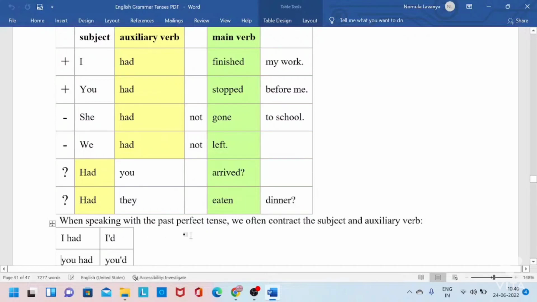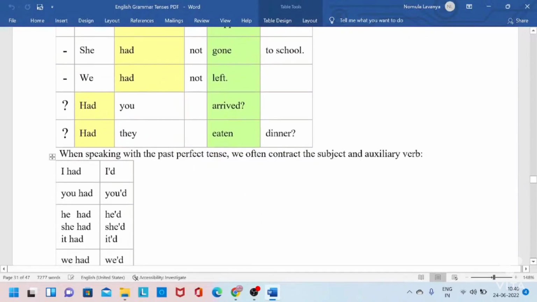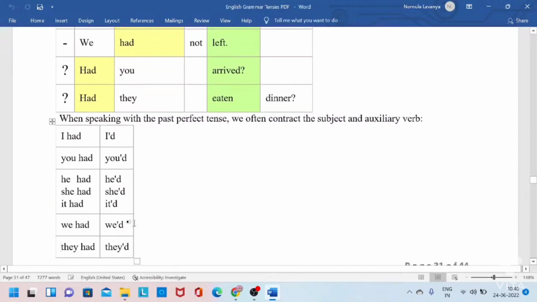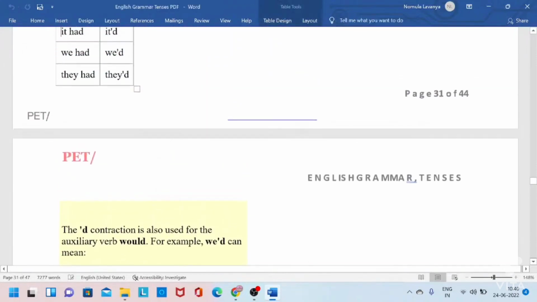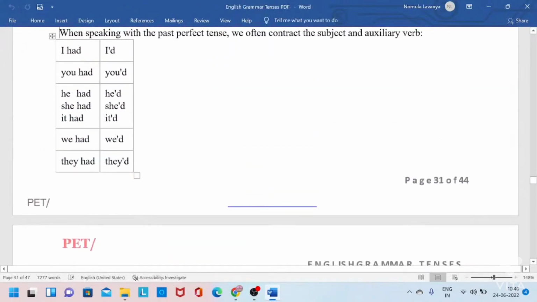And when speaking with the past perfect tense, we often contract the subject and the auxiliary. Like I had, you see the formation, it will be like this. You had, he had. See the formations, like how we write. She had, it had, we had, they had. So you can just see, when we are writing, this is the form of past perfect tense we will be writing.